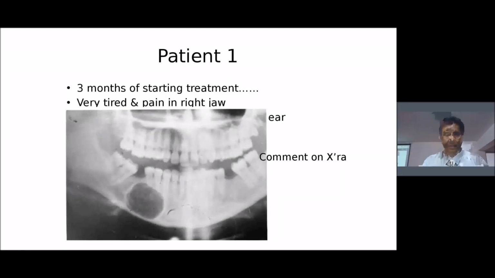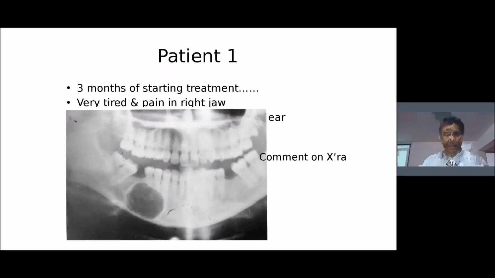What do you see in this? Yeah. So on the right side of the jaw, the right mandible, you see a big cystic lesion. What do you think that is? In a patient with myeloma, abscess is a possibility. Yeah. What else? Lytic lesion, yes. When you say lytic lesion, it can be a plasmacytoma, right?